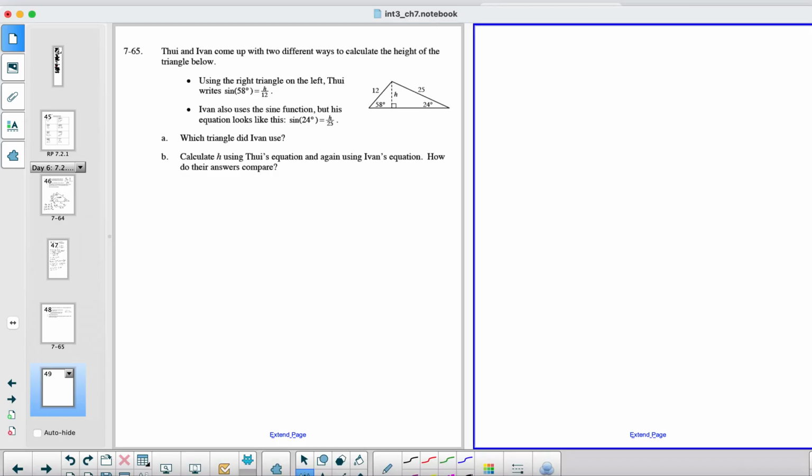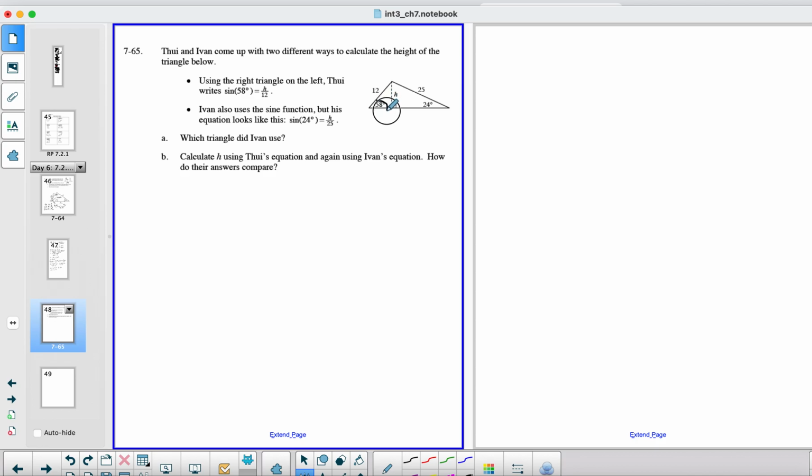So we got Ivan and Tao. It says using the right triangle on the left, Tao writes sine 58 equals h over 12. So I'm going from sine of 58 equals my opposite over hypotenuse. And Ivan writes the sine of 24 equals h over 25. So they just did the same thing we just did. And which triangle did Ivan use? Ivan used the triangle on the right.